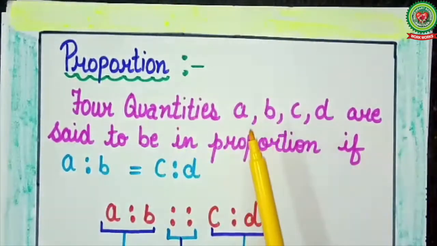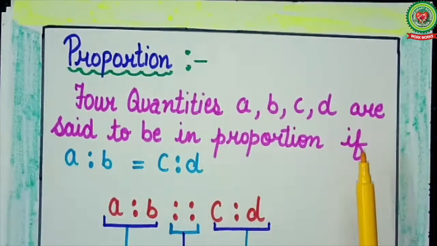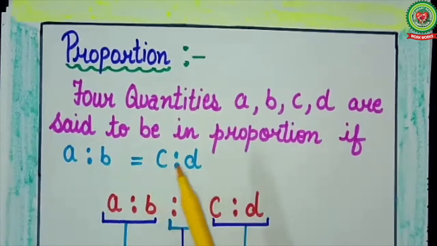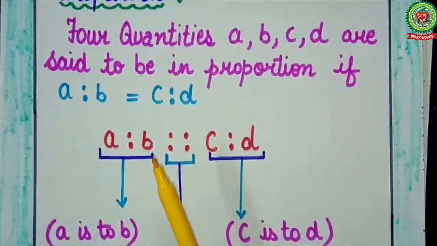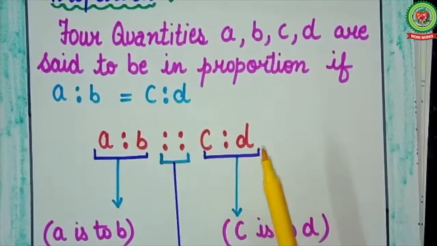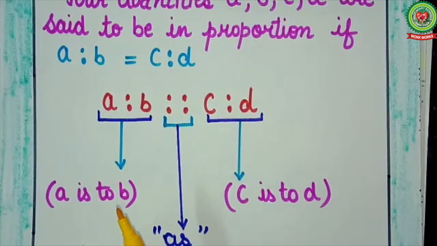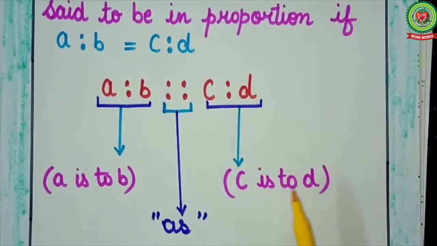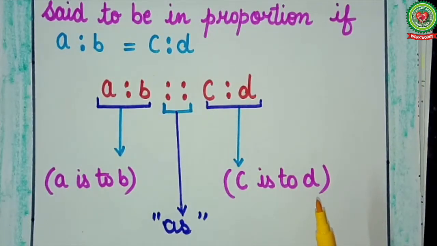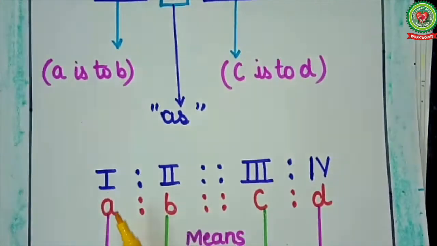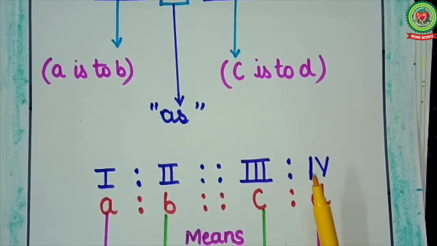4 quantities A, B, C, D are said to be in proportion if A ratio B equals C ratio D. And you can write it as A ratio B proportion C ratio D. But how to read it? We will read it as A is to B as C is to D. Here you are observing that in proportion there are 4 terms. A is the first term, B the second term, C is the third term and D is the fourth term.